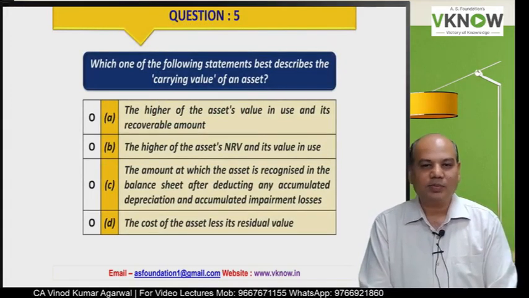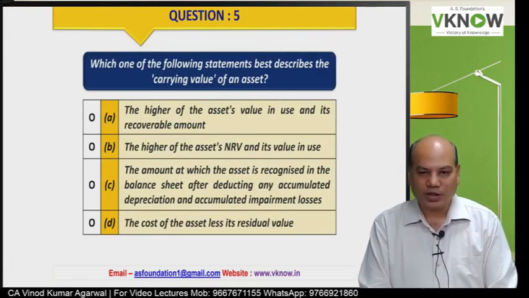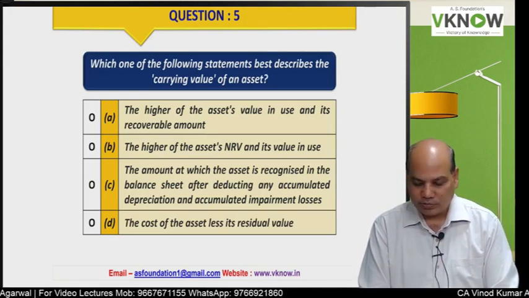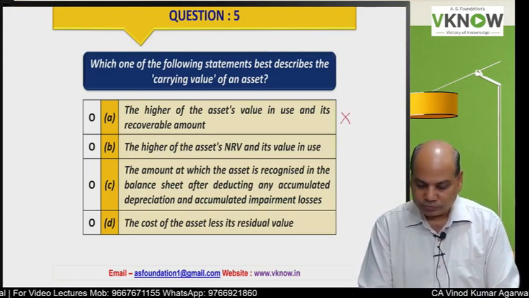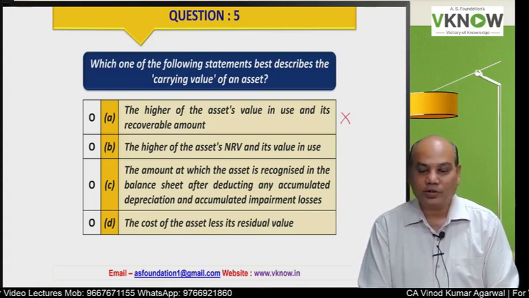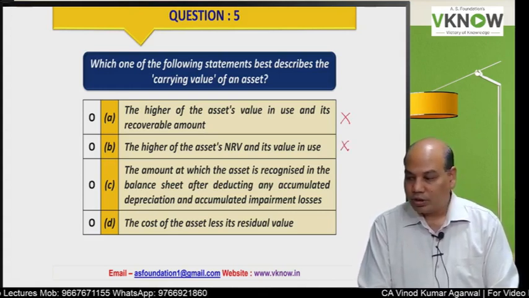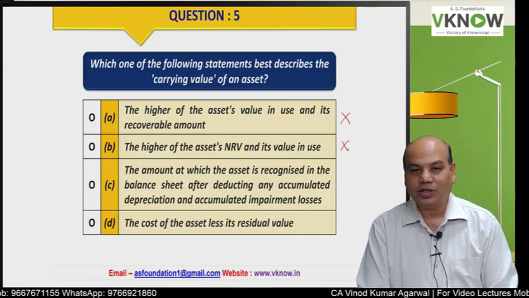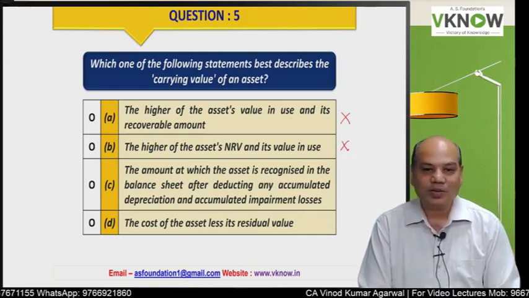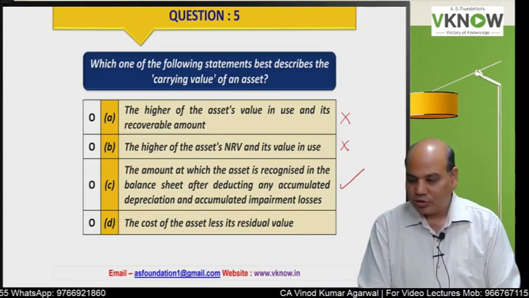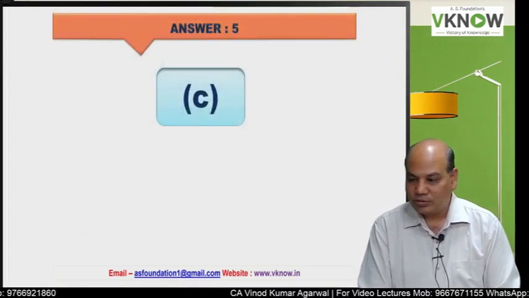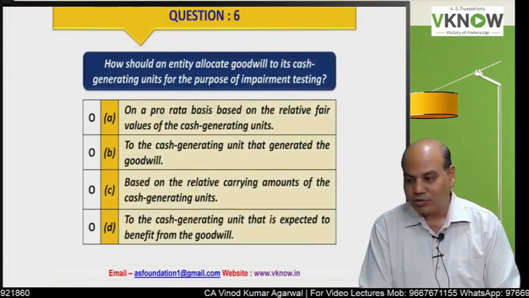Which of the following statement best describes the carrying value of an asset? So choose the right option from Ind AS 36. The higher of the asset's value in use and its recoverable amount. Is it carrying amount? No. The higher of the asset's NRV and its value in use? No. Then the amount at which the asset is recognized in the balance sheet after deducting accumulated depreciation and accumulated impairment loss? Yes. Cost of the asset minus residual value? No. So the correct answer would be C. Very good. Try question number 6.